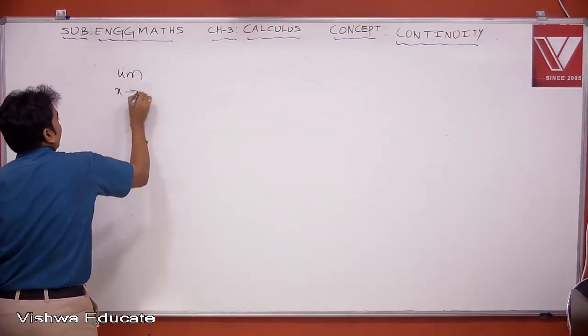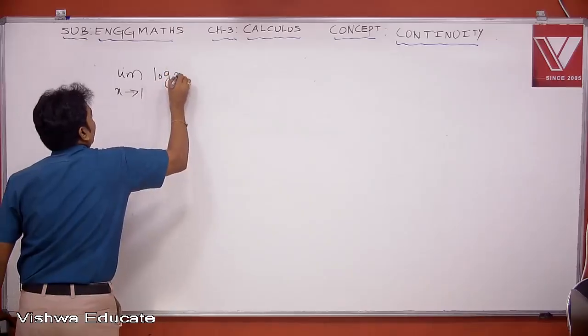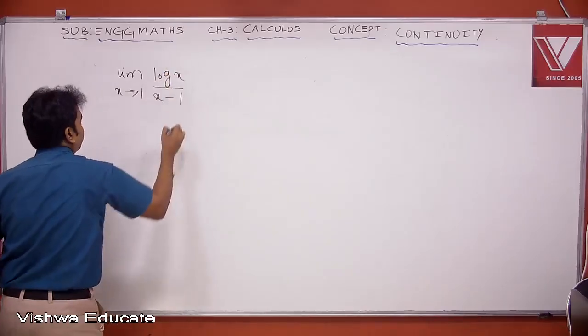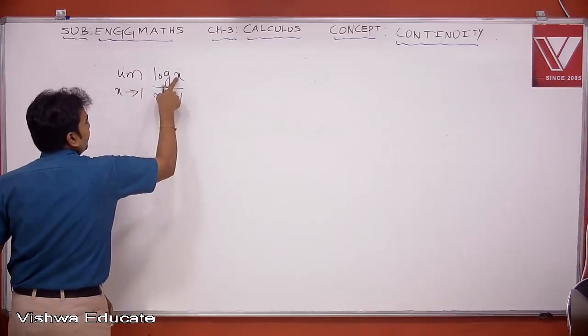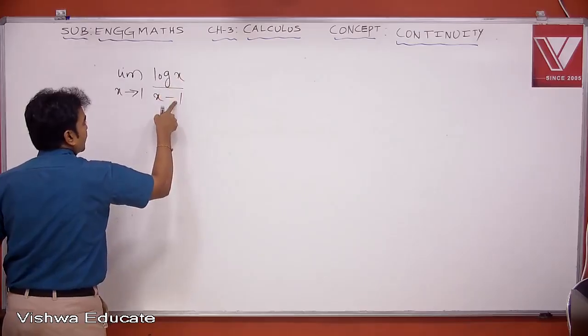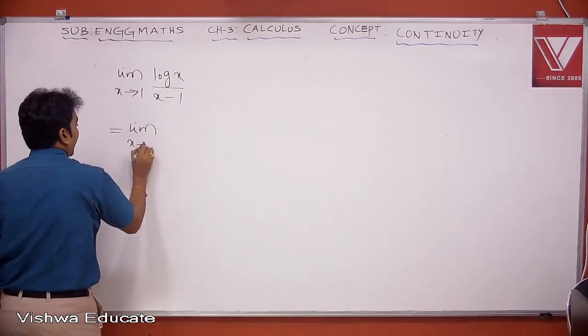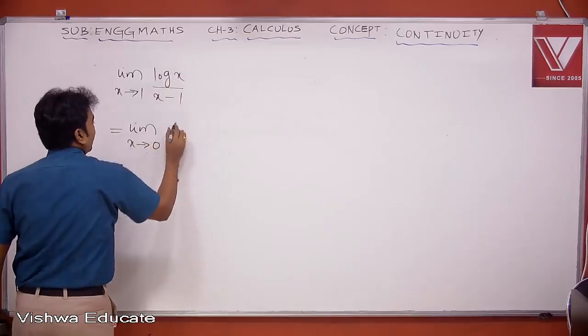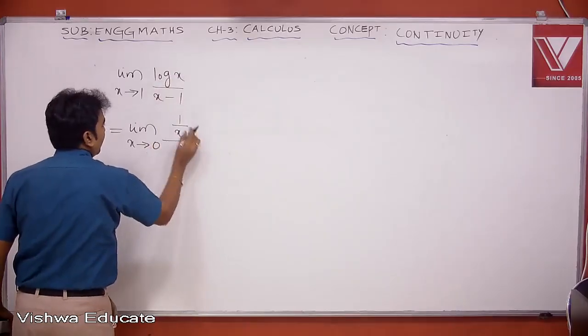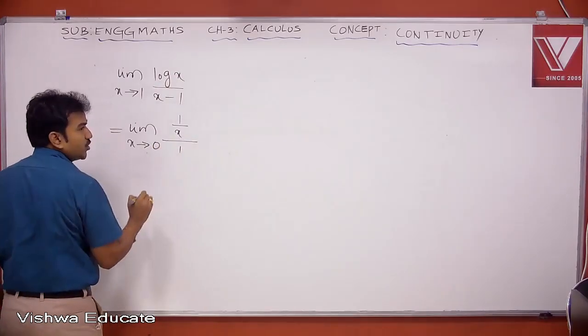Limit x tends to 1, log x by x minus 1. Replace x by 1: log 1 is 0, and the denominator is 0. So it is in 0 by 0 form. Apply L'Hospital's rule. The derivative of log x is 1 by x, divided by the derivative of x minus 1, which is 1.